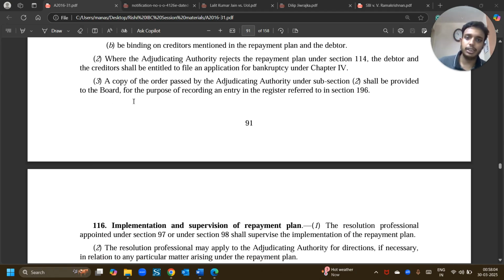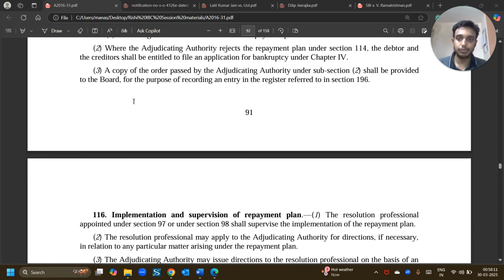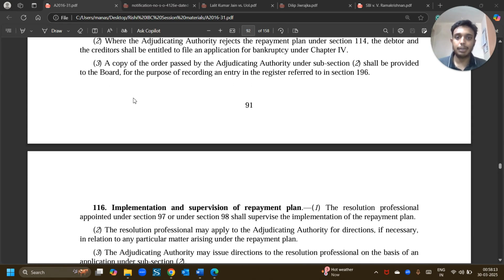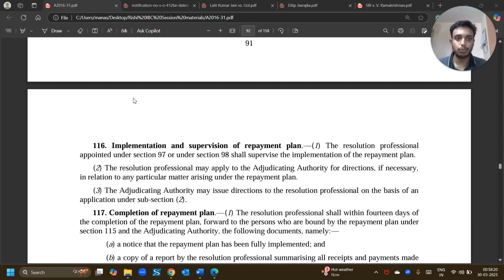Subsection 2 says where the adjudicating authority rejects the plan, the debtor and creditor shall be entitled to file an application for bankruptcy under chapter 4. Subsection 3 says a copy of the order passed by the adjudicating authority shall be provided to the board for the purposes of recording an entry in the register referred to under section 196.